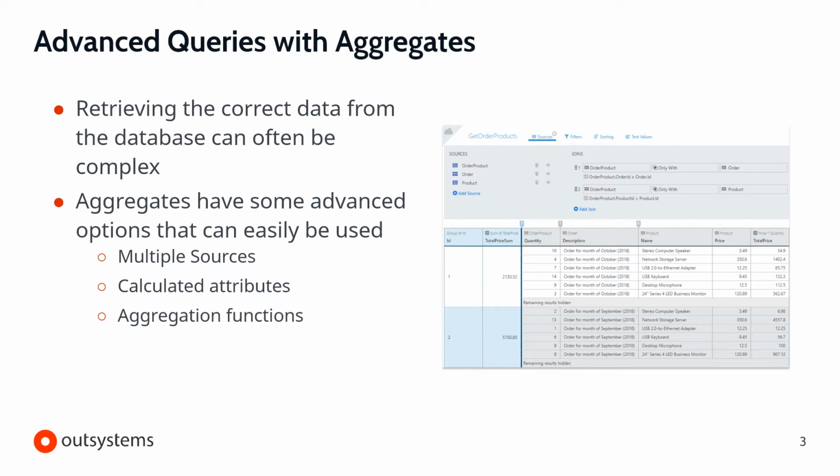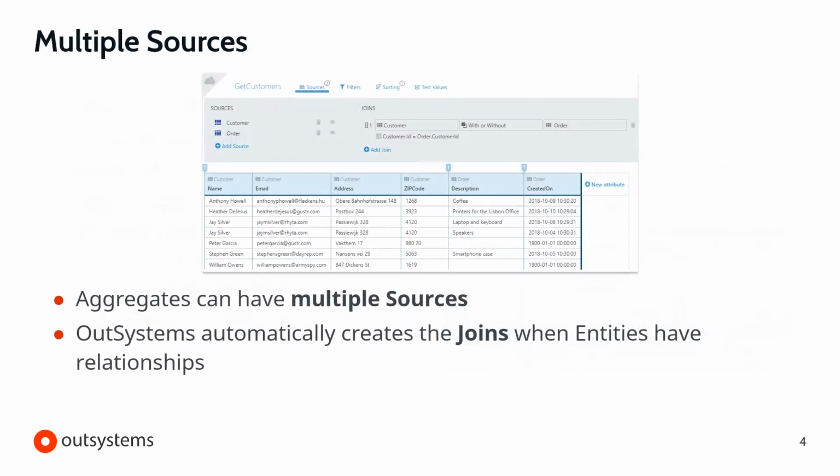Sometimes, to make sure we are getting the correct information from the database, we need more functionality than that. Aggregates have some advanced options that we can easily use in our applications, such as multiple sources, calculated attributes, and aggregation functions. Aggregates support multiple sources, meaning that we can define an aggregate with more than one source entity.